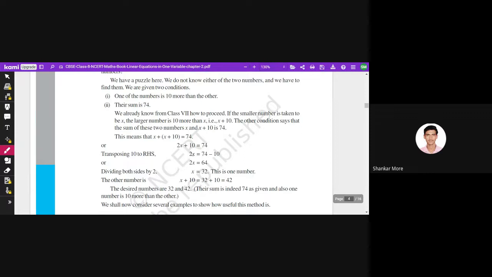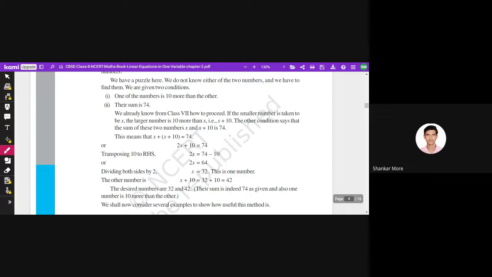मैं वहां पे y जो बोल रहा था, y हम कब लेंगे? When we have to use two variables. लेकिन we are not allowed to use two variables here, so that's why we will take first number as x, second number as x plus 10, right? मतलब पहला नंबर अगर 40 है तो दूसरा 50 रहेगा, मतलब दोनों के बीच का जो डिफरेंस है बेसिकली वो 10 रहेगा. Okay, now the other condition says that the sum of two numbers is 74. मतलब क्या हुआ?